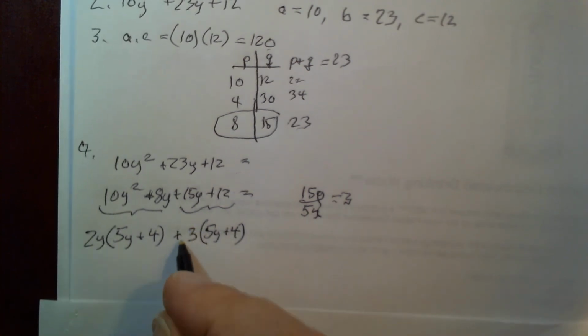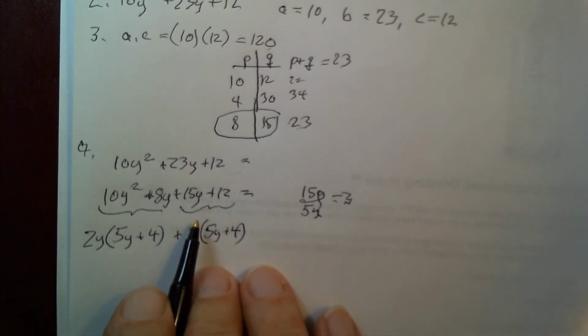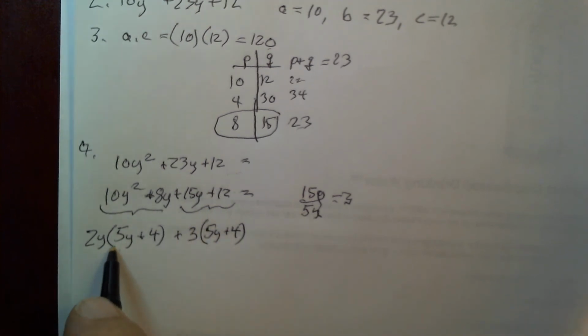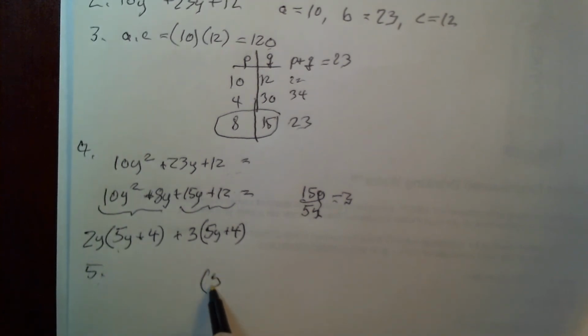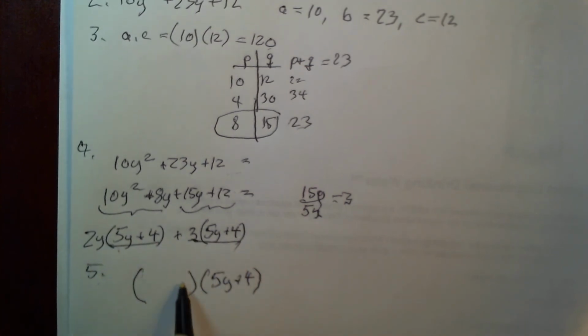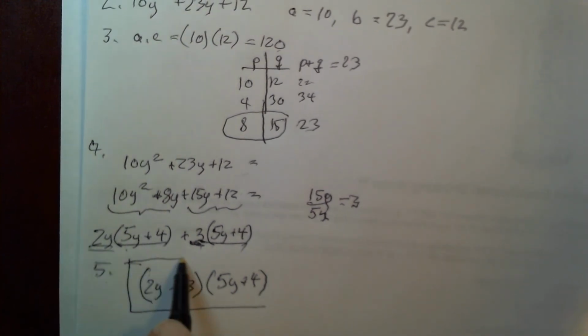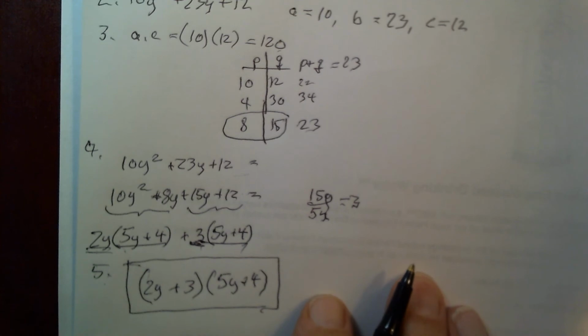So the positive 3. And now our greatest common factor is 5y plus 4. That's our greatest common factor. And then for the other parentheses, we have 3, and we have a 2y. So this then is our factorization of the original trinomial.